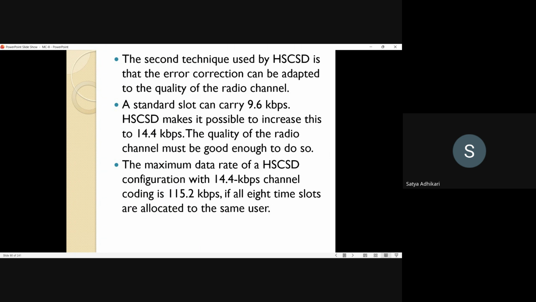HSCSD makes it possible to increase this to 14.4 kbps. The quality of the radio channel must be good enough to do so. The maximum data rate here, with the HSCSD configuration with 14.4 kbps channel coding, is 115 kbps if all 8 time slots are allocated to the same user. If other users are there, it may be decreased.